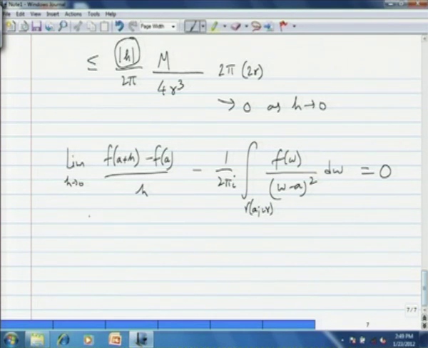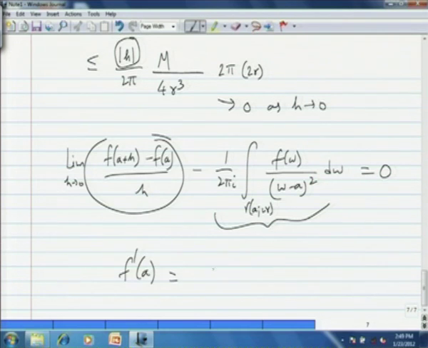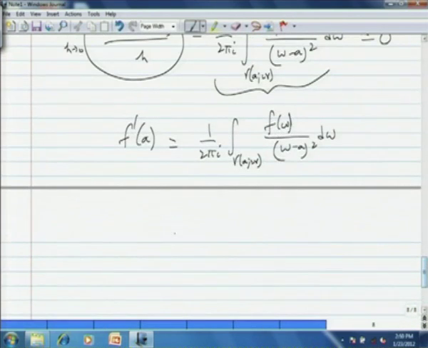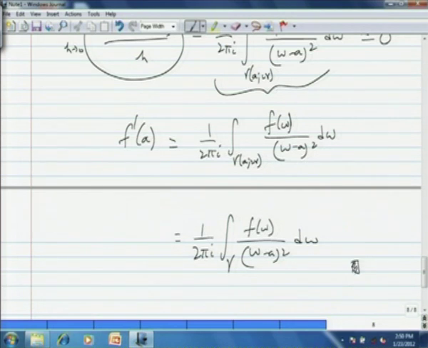So, since this quantity is free of h, we only take the limit for the other quantity, which is f prime of a, and that we declare is 1 by 2 pi i integral over gamma a to r of f of w by w minus a squared dw. And by the deformation theorem, like we remarked earlier, that is equal to 1 by 2 pi i the integration over gamma of f of w by w minus a squared dw. And that proves the Cauchy's integral formula for the first derivative. So, this is f prime of a.